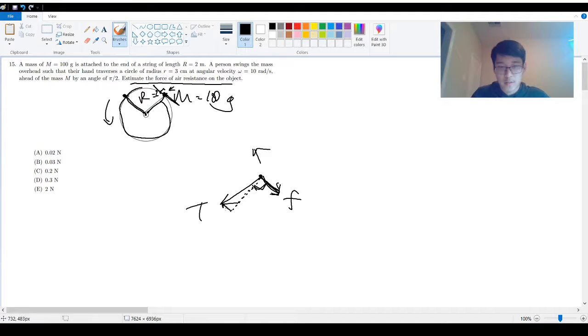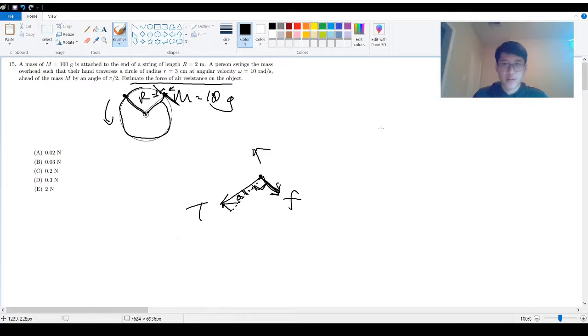So this is great. Now if we figure out whatever this component of the tension is, that is also the exact same force of air resistance, because these two forces have to be balanced. So now the question is, how do we find this angle? If we find this angle theta, then we take sine of theta times T, and that gives us what the force of air resistance should be.